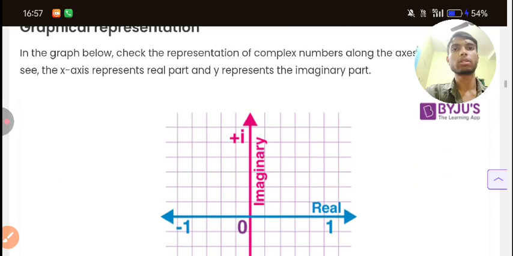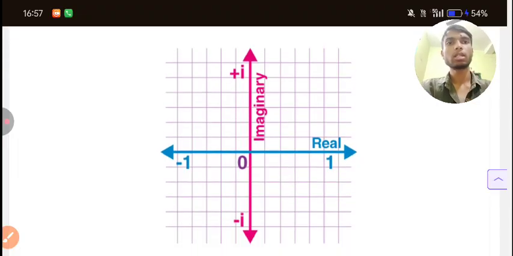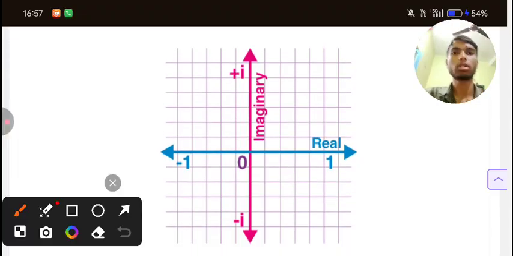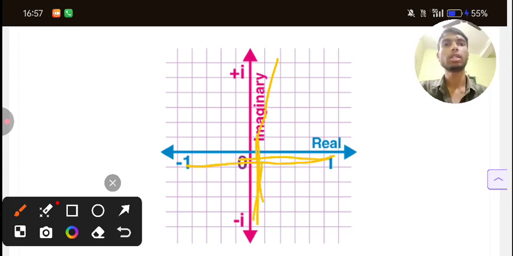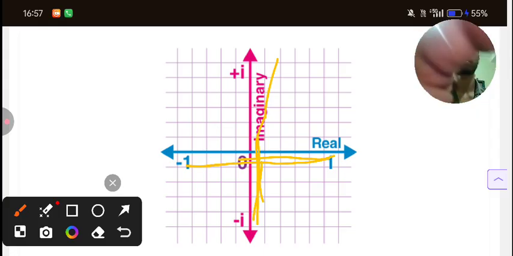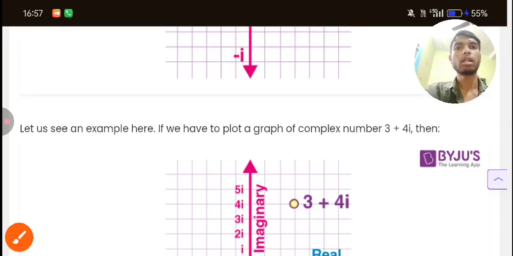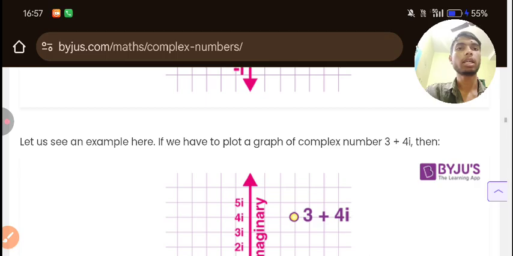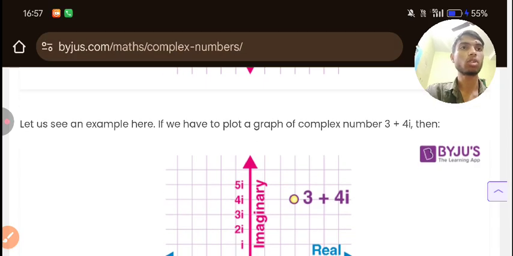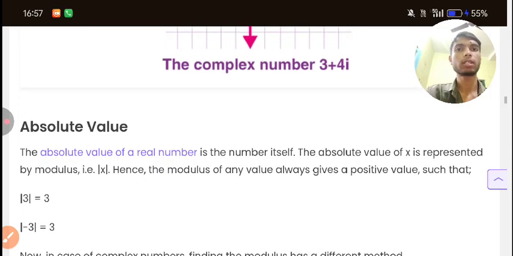Graphical representation. This is a graphical representation. This is the imaginary axis and this is the real axis. X is the real number line and this is the imaginary number line. Let's visualize one by one. Let us see an example here. If we have to plot the graph of the complex number 3 plus 4i, then okay, 3 plus 4i.